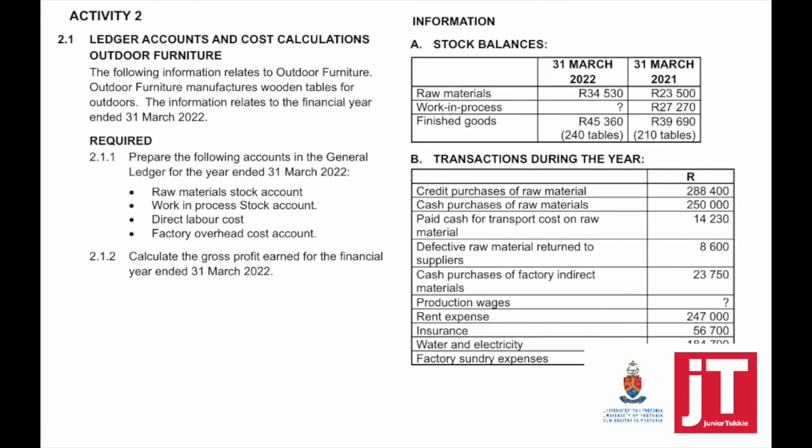2.1 Ledger accounts and cost calculations. Outdoor furniture. The following information relates to outdoor furniture. Outdoor furniture manufactures wooden tables for outdoors. The information relates to the financial year ended 31 March 2022. Required: prepare the following accounts in the general ledger for the year ended 31 March 2022 and then calculate the gross profit earned for the financial year ended 31 March 2022.